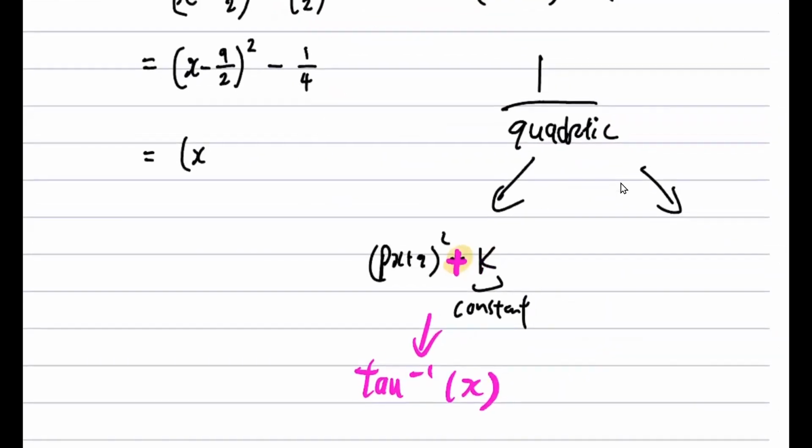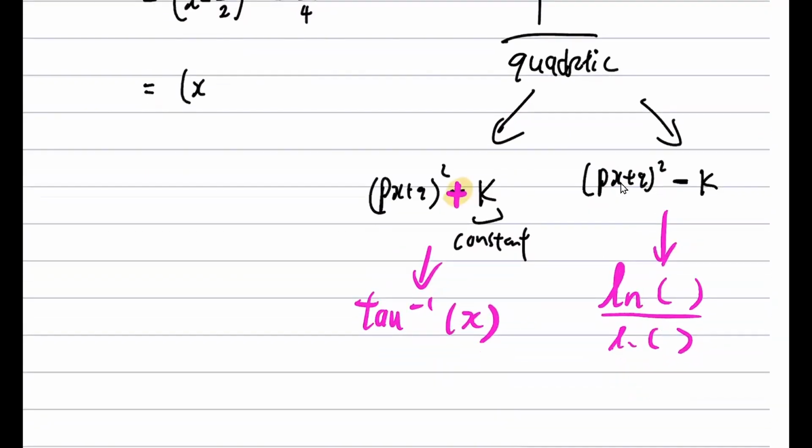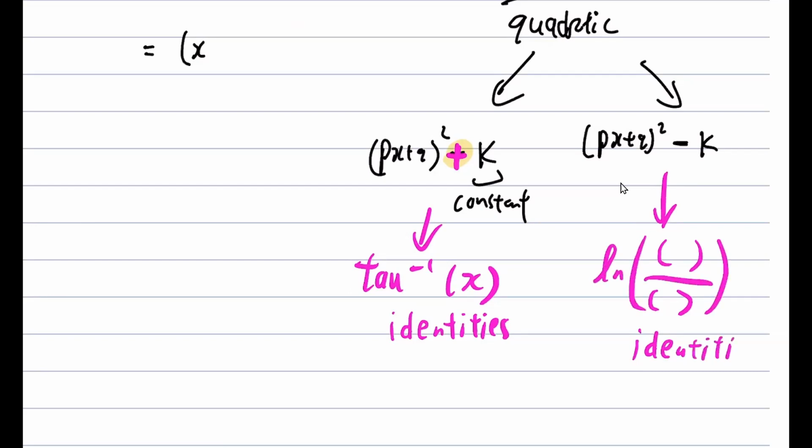For the other case, where it's px plus q bracket square minus a constant, you will link it to ln. Link it to the ln of something over something identities. Look at your formula list. Do you have your MF36? So is it the x minus a, x plus a? Yes, correct. Those guys.